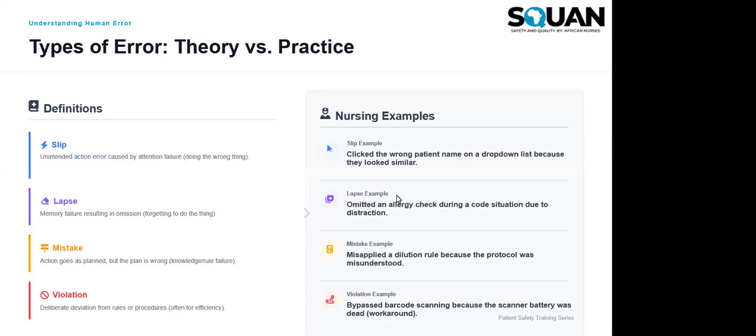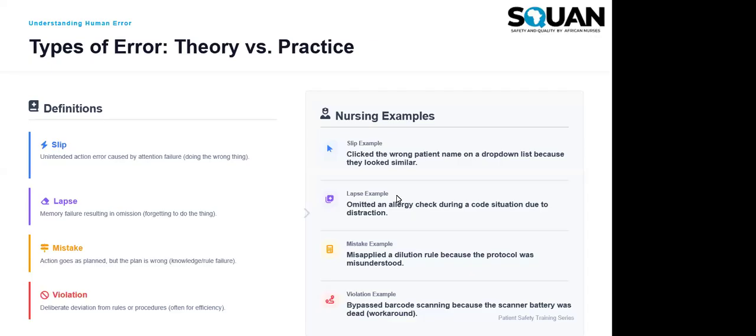There's the other one that we call mistakes. These are where the action goes as planned, but the plan was wrong in the first place. A patient who, for example, is having fever, and we just assume that the patient has malaria and we're treating for malaria when the patient actually has something else. So yes, the plan was to treat for malaria, however, we're treating the wrong thing. Or like the example here, misapplied the dilution rule because the protocol was misunderstood. So you did something, but fundamentally what you are doing is wrong because you did not plan correctly. That's what a mistake is.